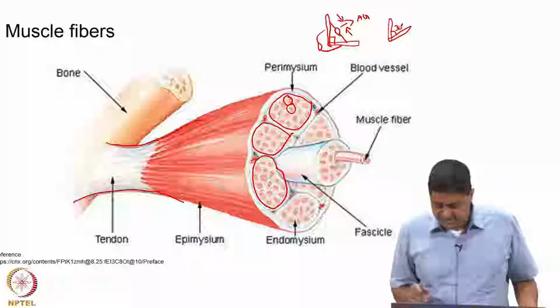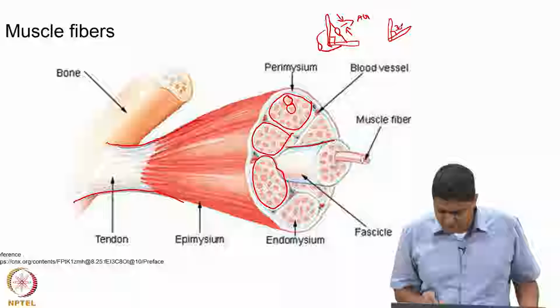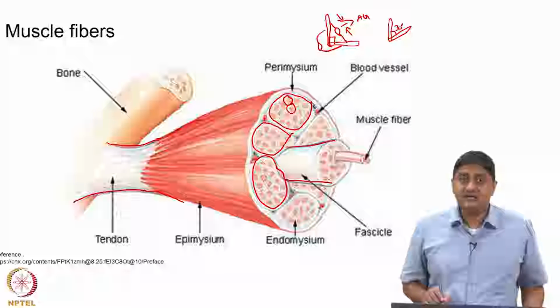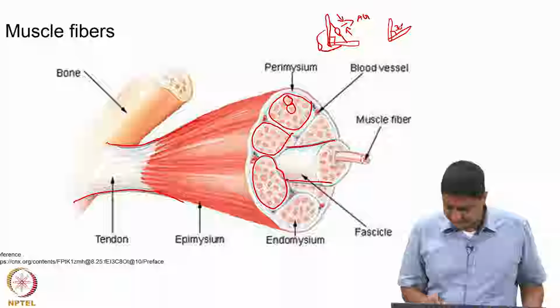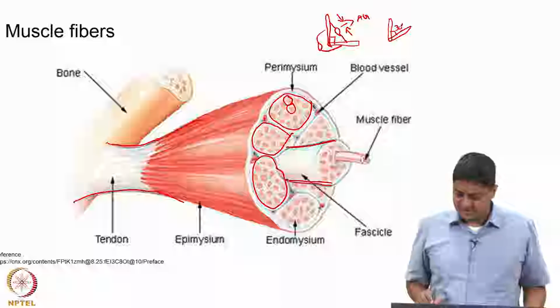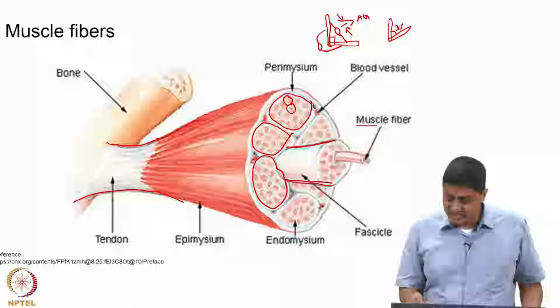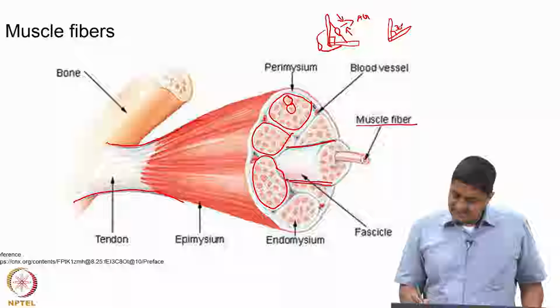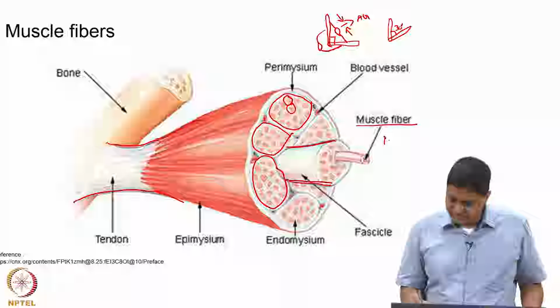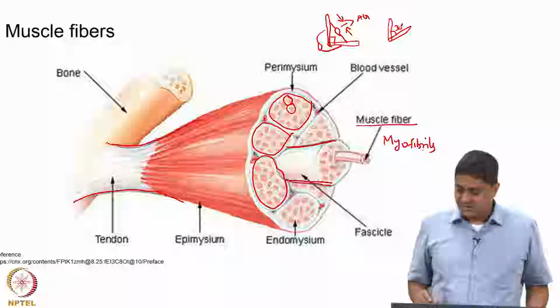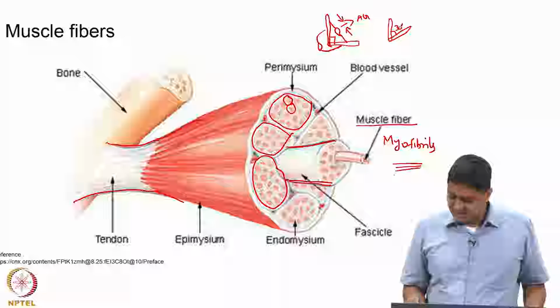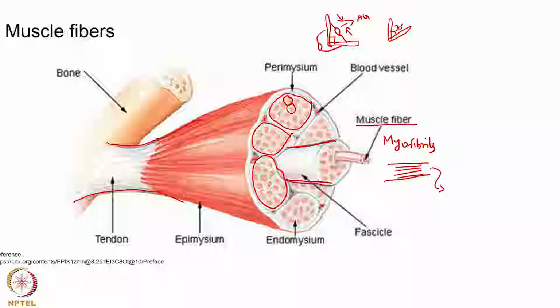Within this, let us take a zoomed out version of a single fascicle. A fascicle is basically composed of several muscle fibers. So, this muscle fiber itself is composed of several myofibrils. Several myofibrils are arranged in parallel to constitute one fascicle. These are myofibrils.